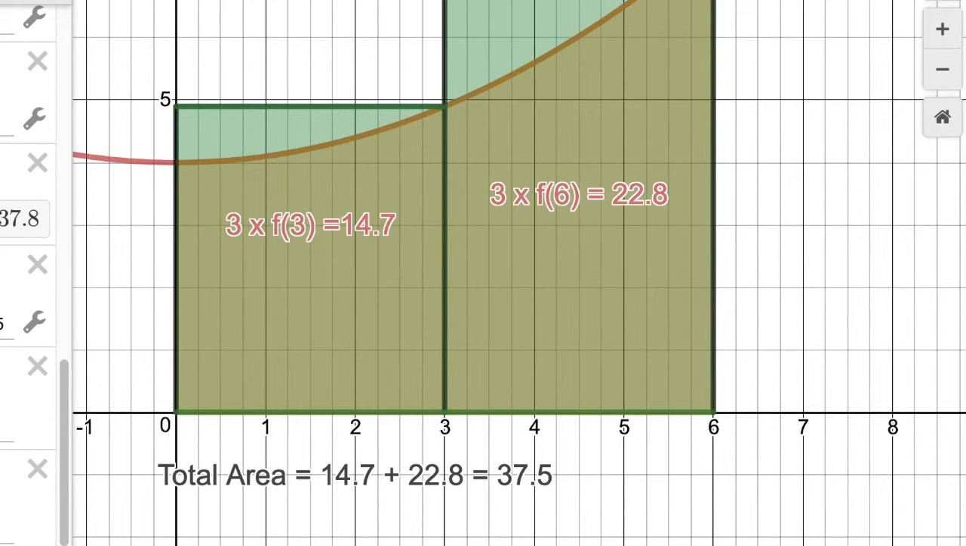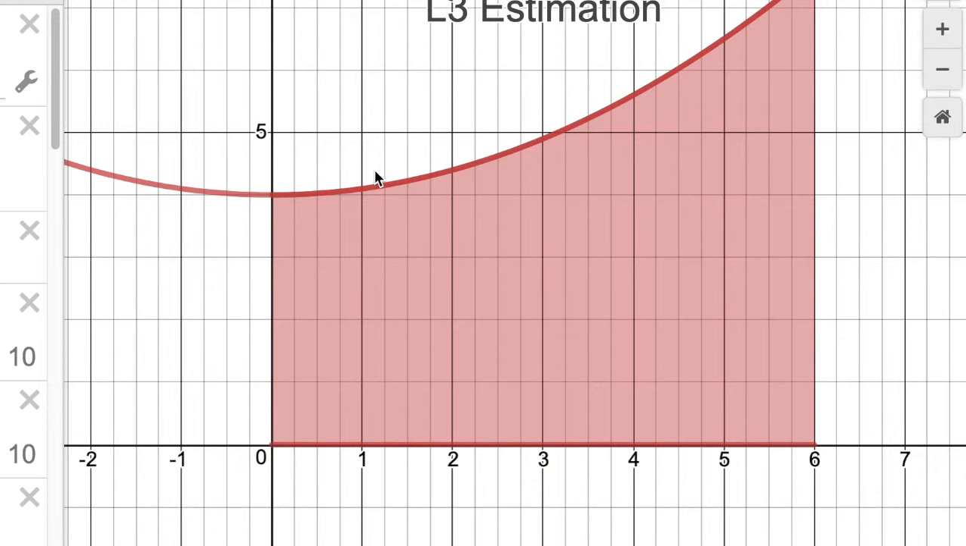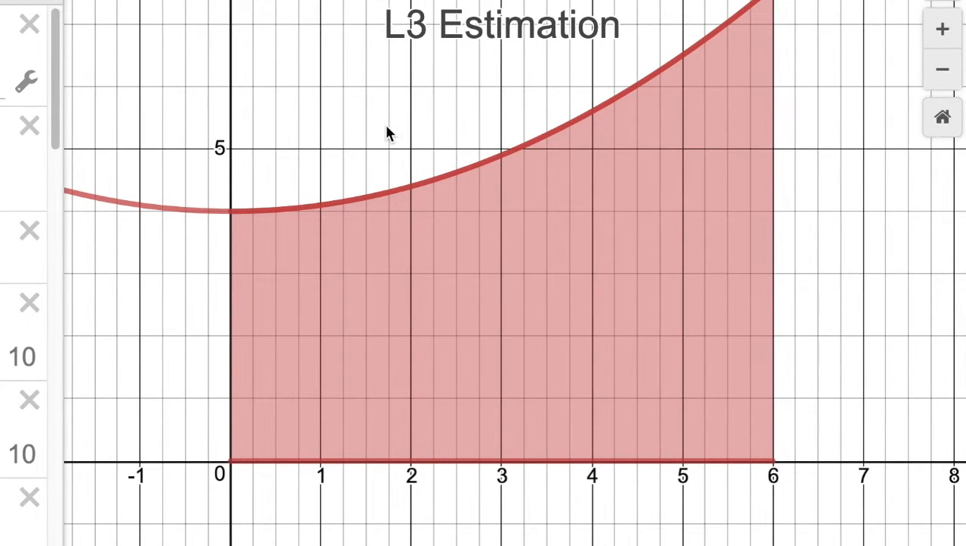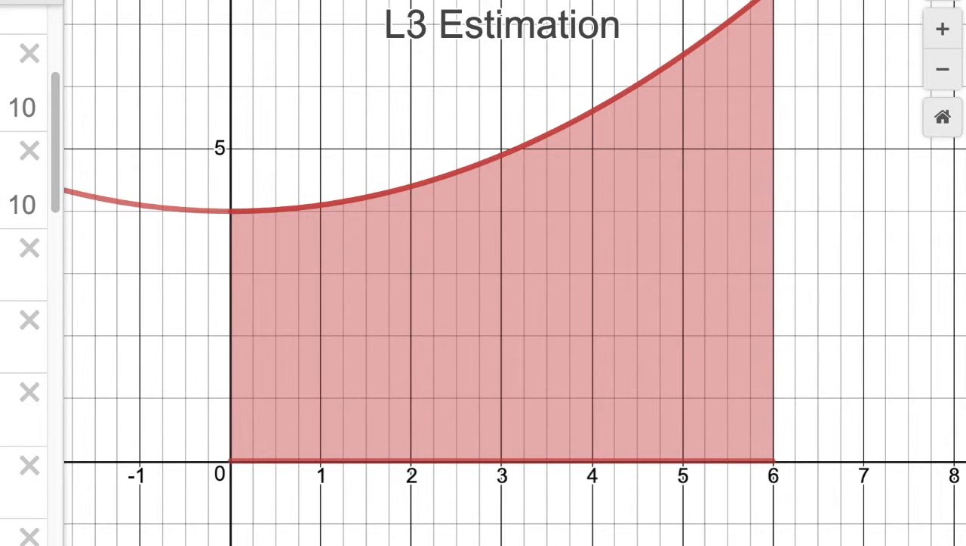But what if I increase the number of rectangles I have? So let's do an R3, okay? So this time the width of my partition, right? The width of each rectangle, if I want 3 rectangles, that would be 6 minus 0, b minus a, over the number. So that means I'd have 6 divided by 3. So this time, the width of each rectangle will only be 2 units wide. So let me draw in my rectangles here. And again, we're using left endpoints.